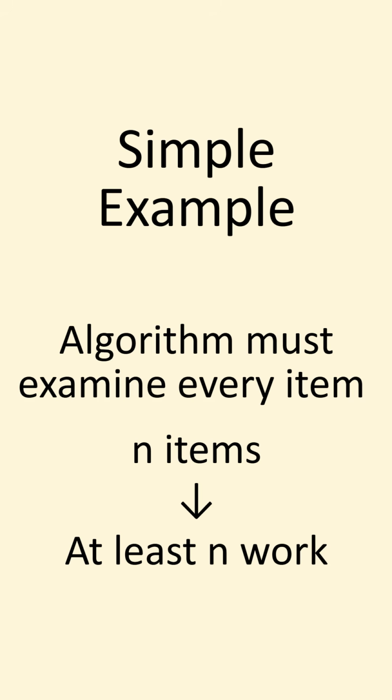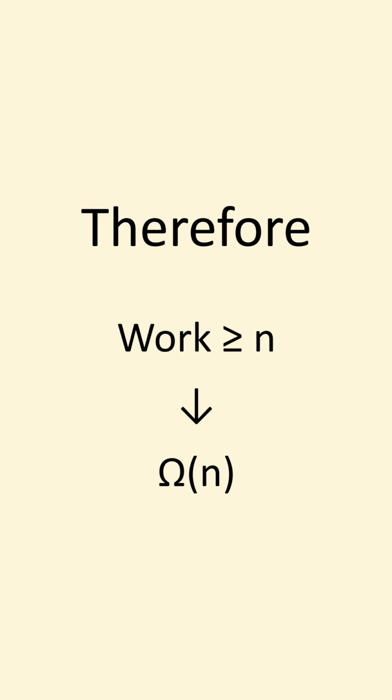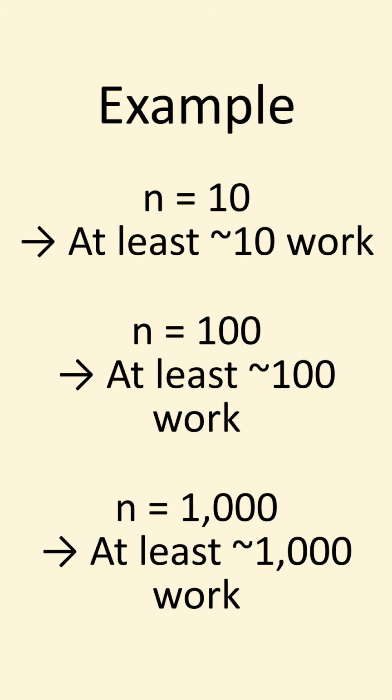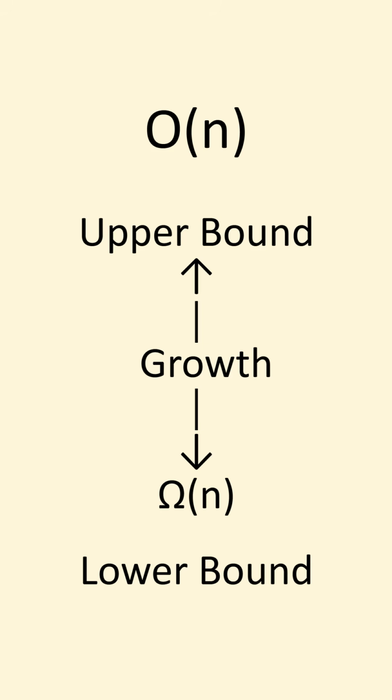Imagine an algorithm that must examine every item in a list. If there are n items, it must perform at least n units of work. We can describe this lower bound as omega of n. As the input grows, the algorithm cannot do better than a linear amount of work for this problem. Think of it this way. Big O gives an upper bound while omega gives a lower bound.